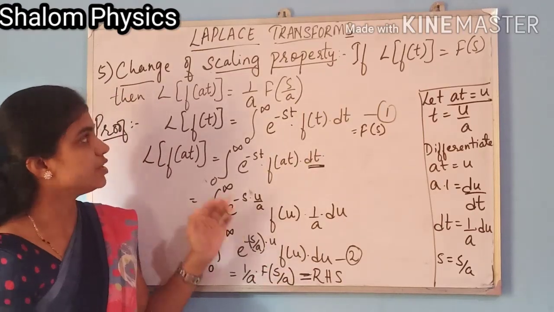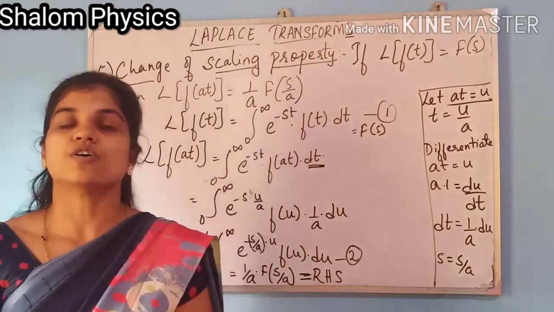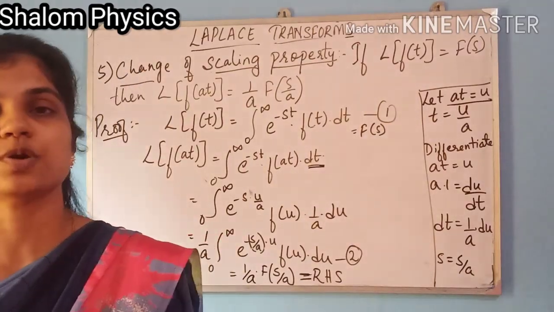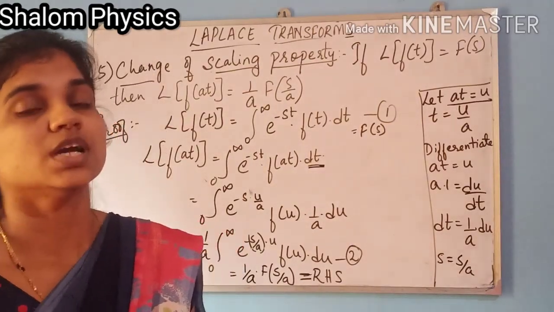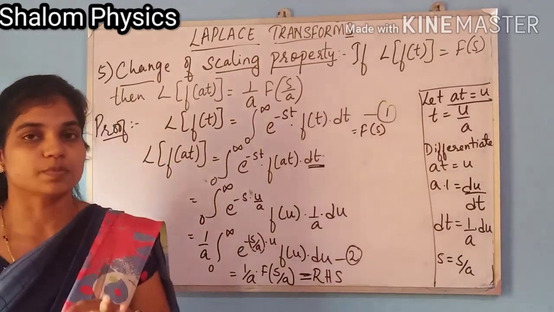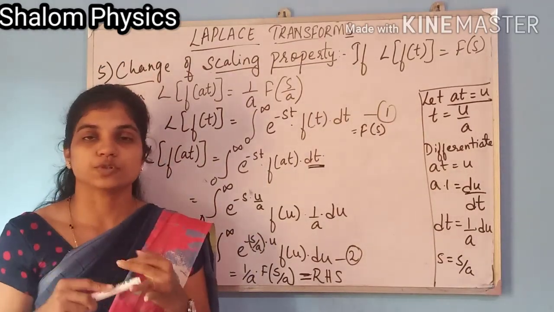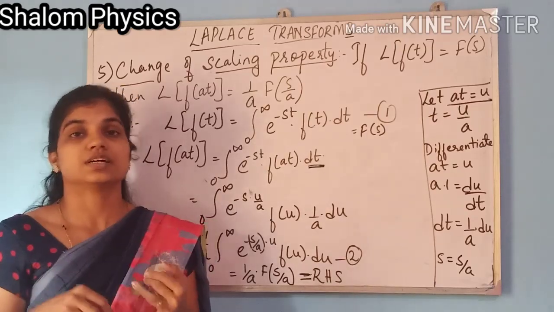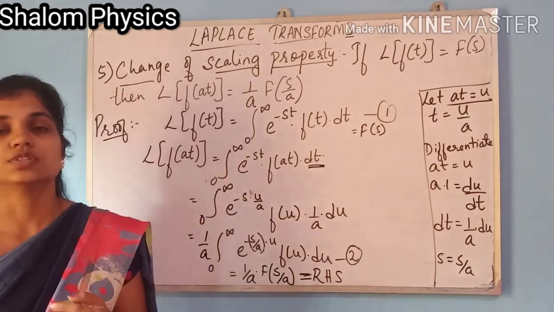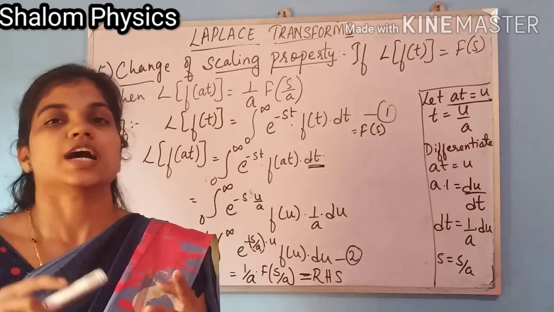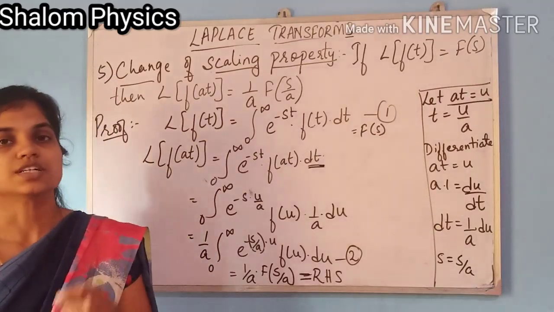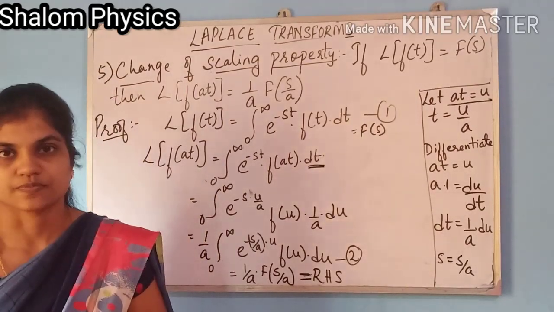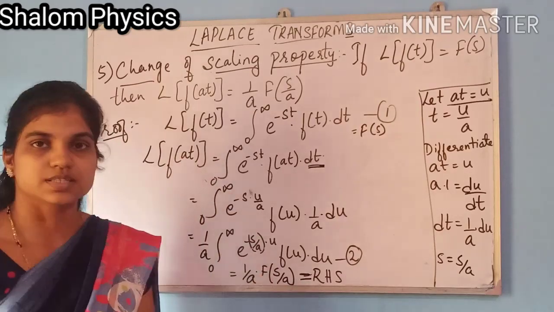So I hope you've understood the properties of Laplace transform. There are 5 properties of Laplace transform, out of which the third, fourth and fifth properties have a name for themselves. The third is called linear property, the fourth is called first shifting property, and the fifth one is called change of scaling property. I hope it is clear.